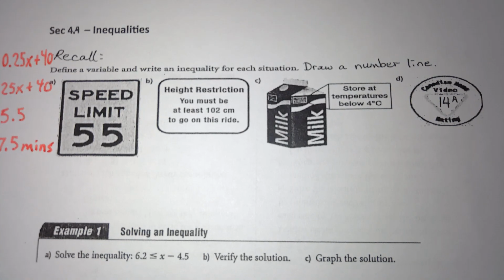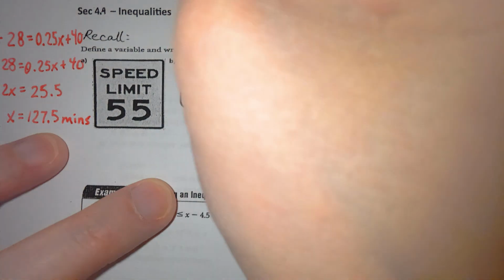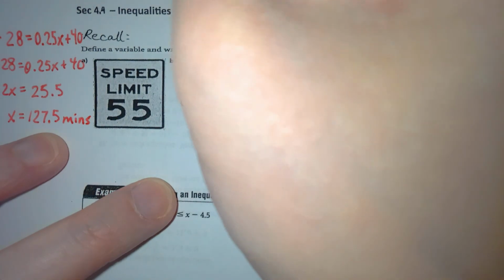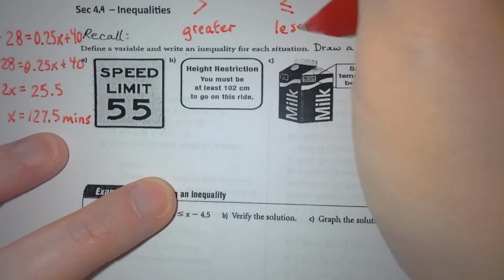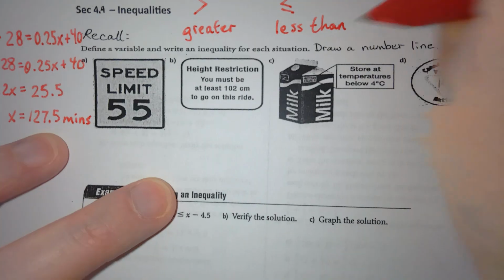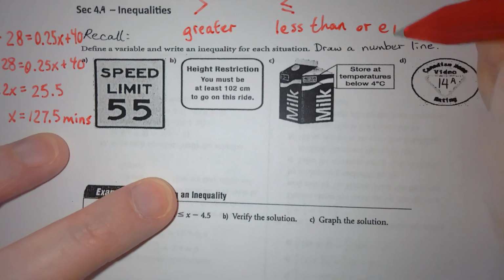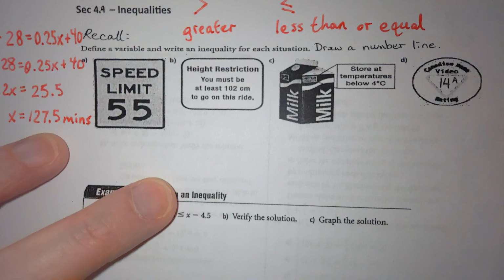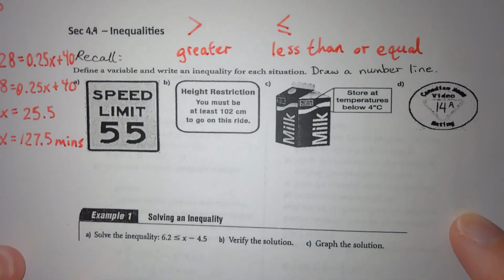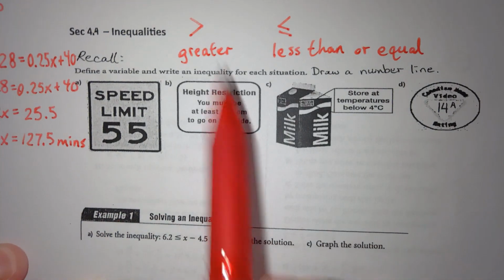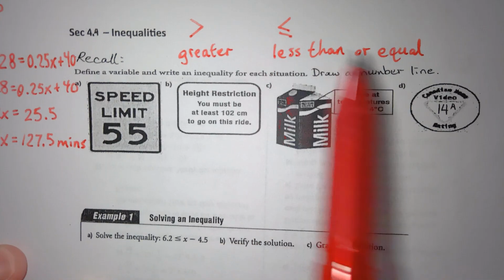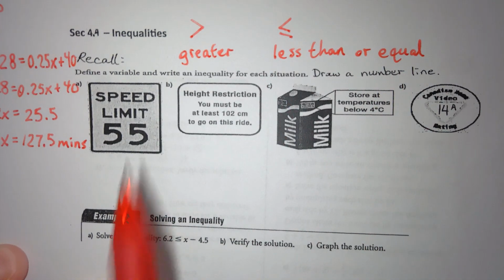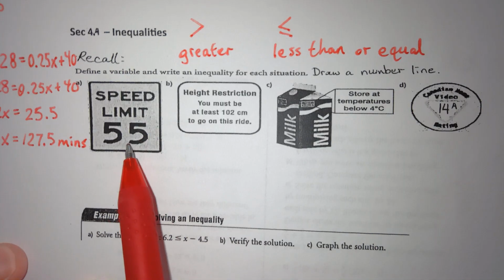So these are the symbols right here. This is the greater than sign. This is the less than or equal to sign. The difference between the two is that because of this little line underneath, that's how you know if it's equal to or not. So let's say you see a speed limit of 55.